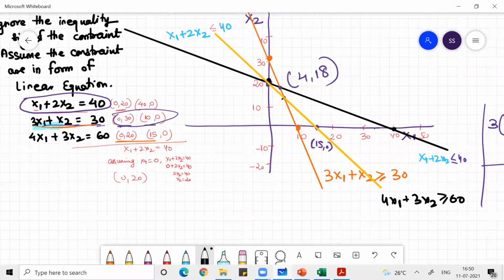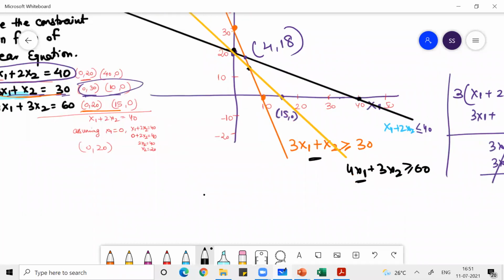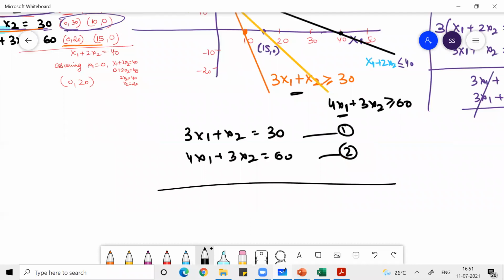So this point is the point of intersection between the second line and the third line. If you want that point, how will you find it? 3x1 plus x2 is equal to 30 and 4x1 plus 3x2 is equal to 60. This is the first equation, this is the second equation. Now you know how to solve it.